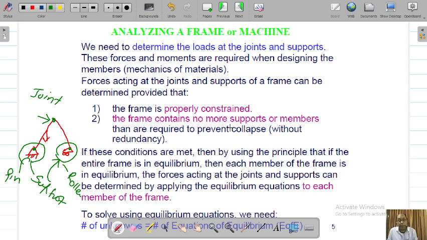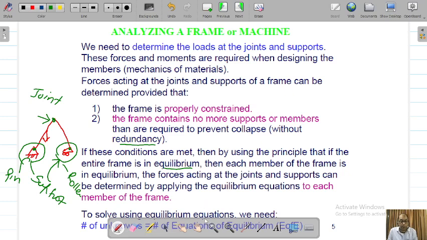If you look at it, the frame contains no more supports or members than required, so that the structure does not become redundant. They are required to prevent collapse without redundancy. If these conditions are met, then by using the principle, the entire frame needs to be in equilibrium. Very important.